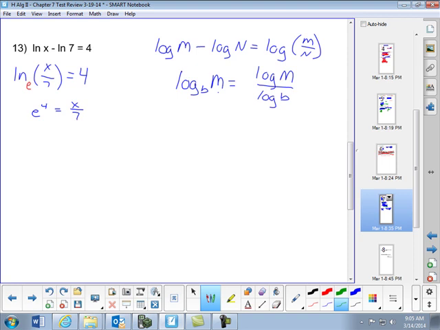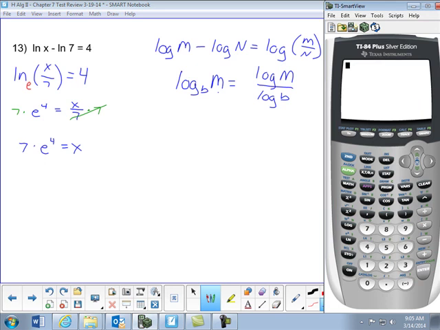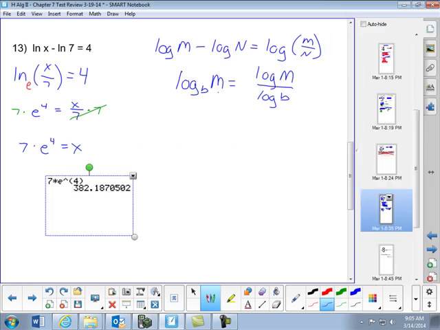We're trying to get x by itself, so we're going to get rid of this denominator by multiplying both sides by 7. When I do, those cancel. So I have 7 times e to the 4th equals x. We're going to grab our calculator and just do 7 times e to the 4th. And you get 382.19 if you round. And we're done with number 13.